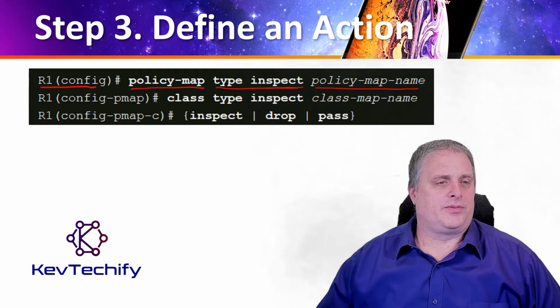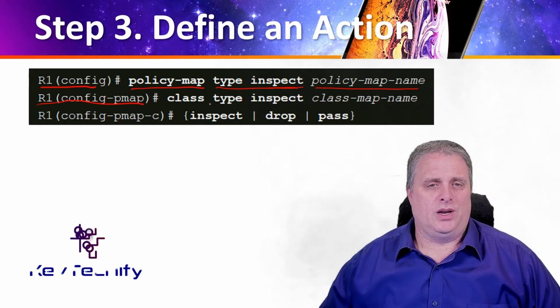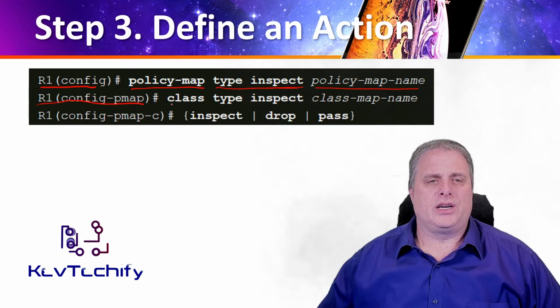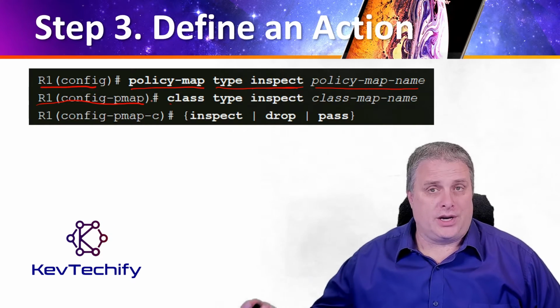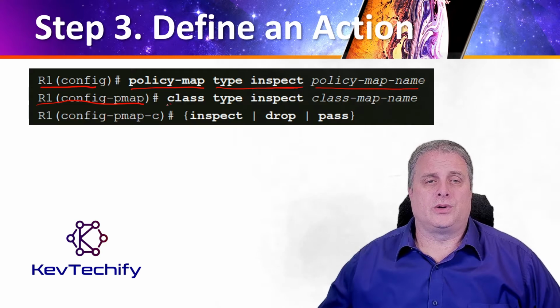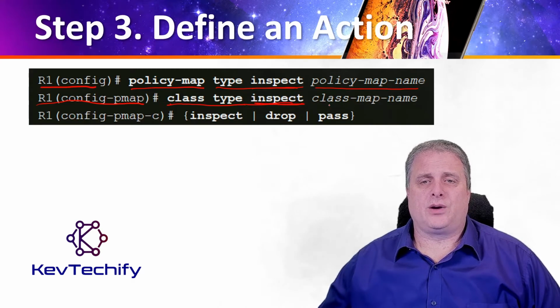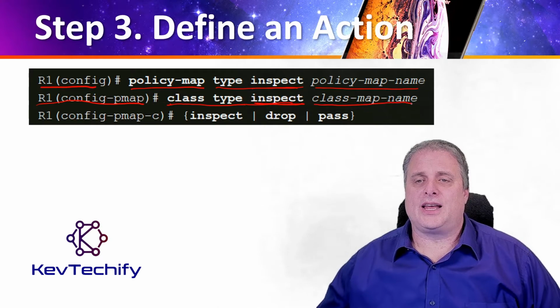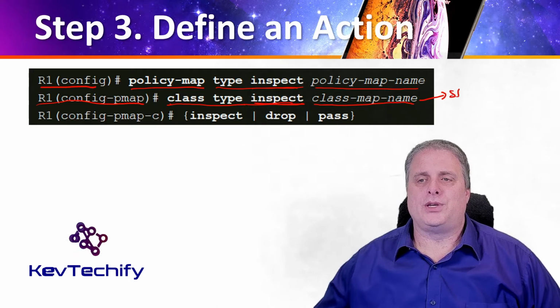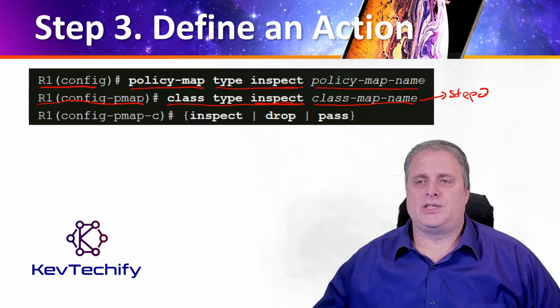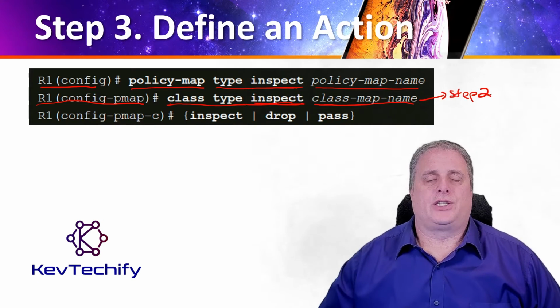Then our prompt changes. We are now in a policy map configuration mode. And so what we want to do here is we want to specify the class, meaning the match criteria that we set up earlier. So it's class type, and inspect because we're a zone-based policy firewall. And then this here, this class map name, this is the class you set up here in step 2. That's that class you set up that has all that match criteria.